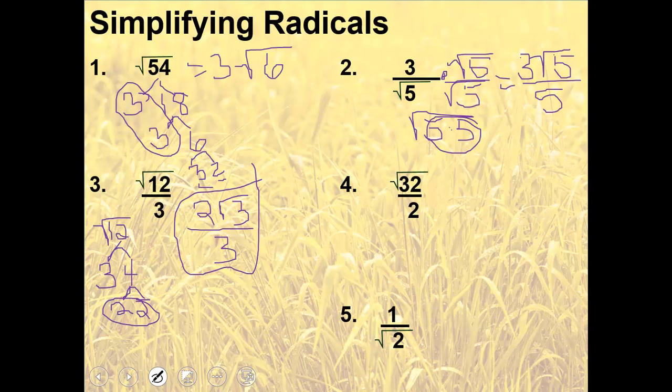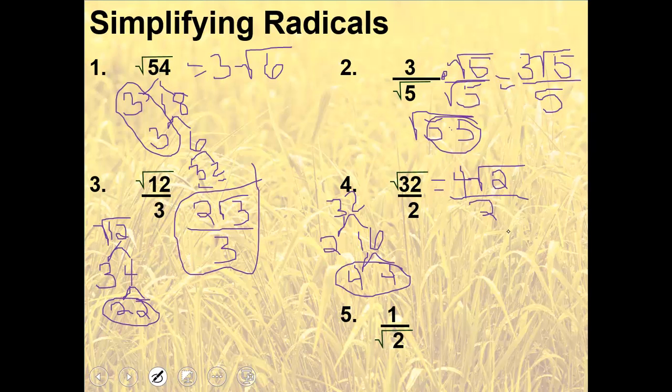Number 4, we're going to try the same thing. I'm going to go offside here and do 32. If I divide by 2, I get 16. Oh, there's that perfect again. And so I get 4 and 4. Okay, there's my perfect pair. I have a pair underneath, so that means I bring it out front. I still have a 2 under the radical, and then I have a 2.